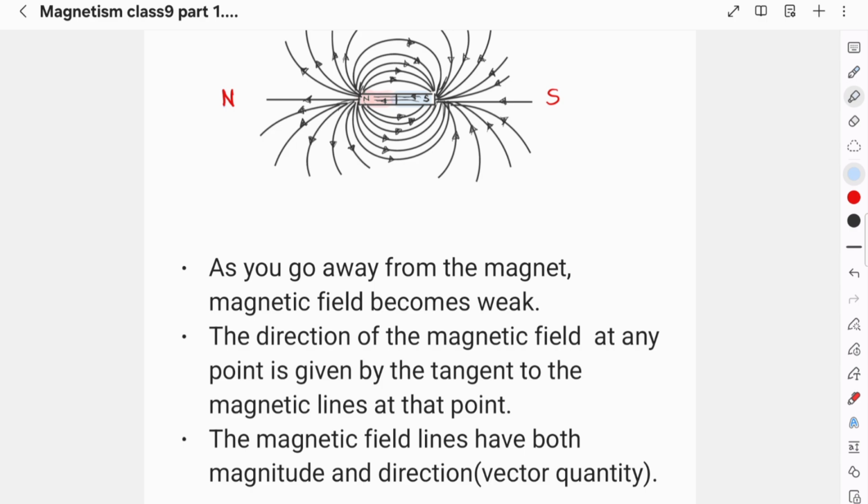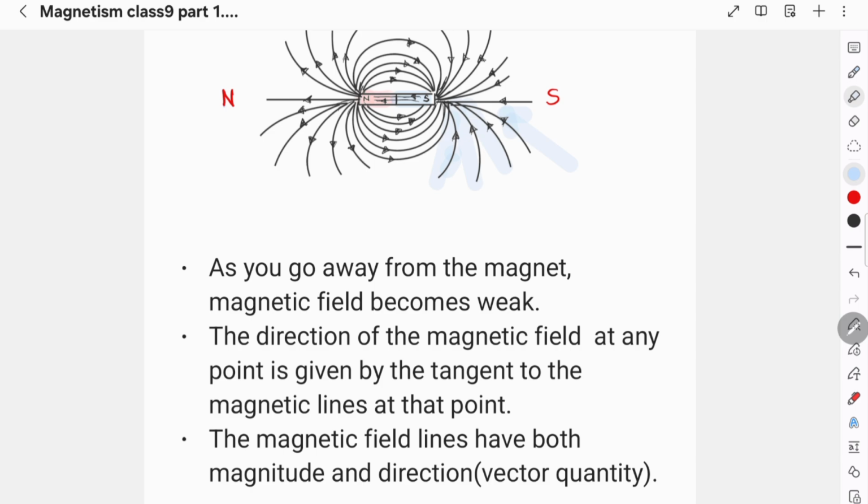Now the direction of the magnetic field at any point is given by the tangent of the magnetic line at that point. So suppose you take this magnetic field line, and you want to know the direction of this line. You take any point on this line and then you draw a tangent on it. So this tangent will give you the direction of the magnetic field line.